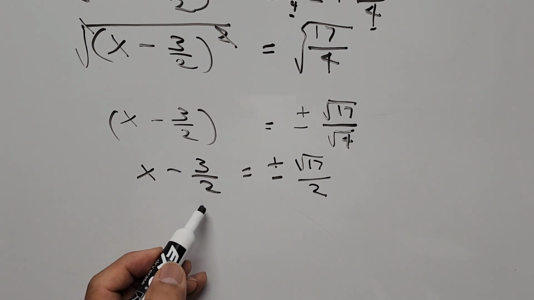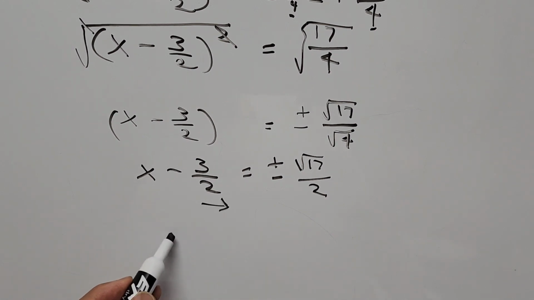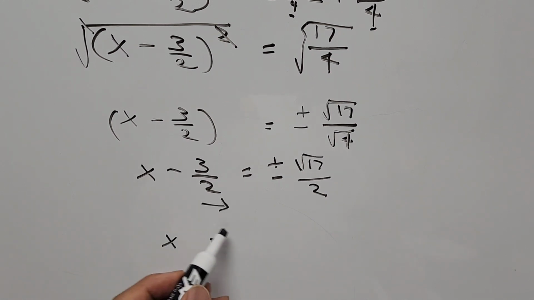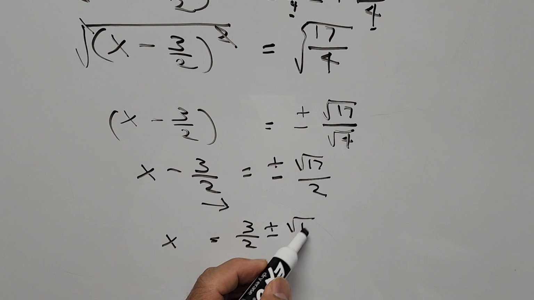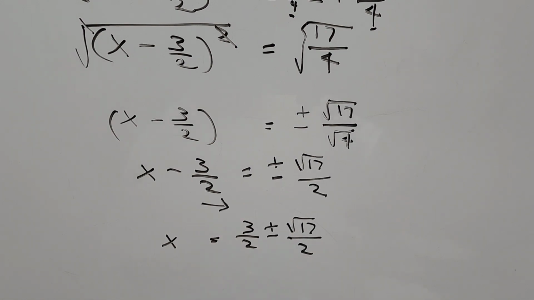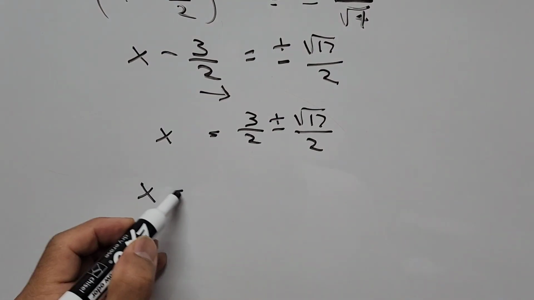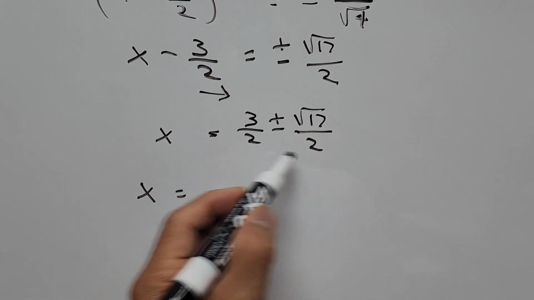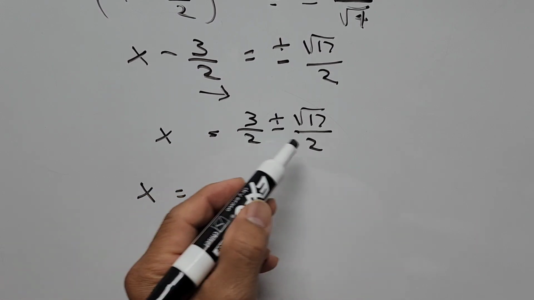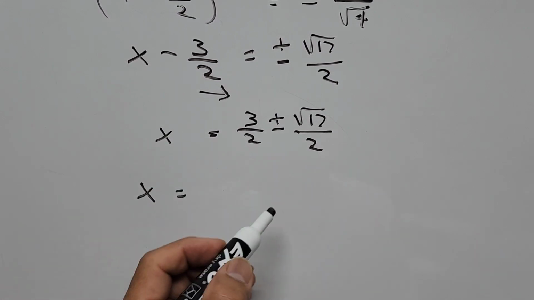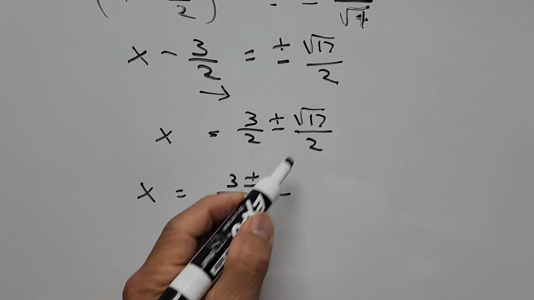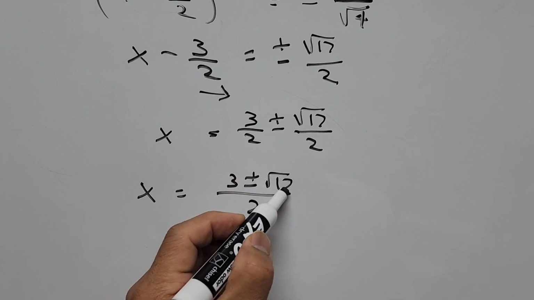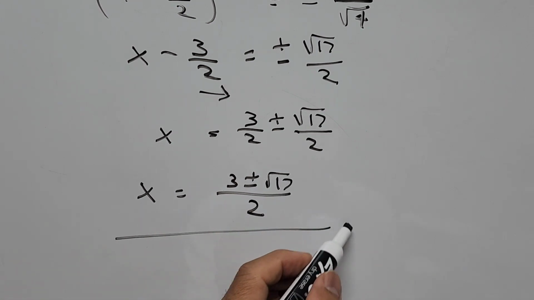Simplify this further, moving the constant to the right. So we have x is equal to, from negative it will become positive, so that is 3 halves plus or minus the square root of 17 divided by 2. Now x is equal to, we have the same denominator, so we can combine the numerators. So we have 3 plus or minus the square root of 17, over 2. So this is now our final answer.